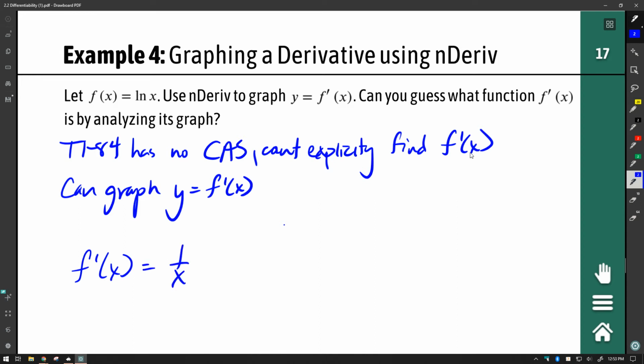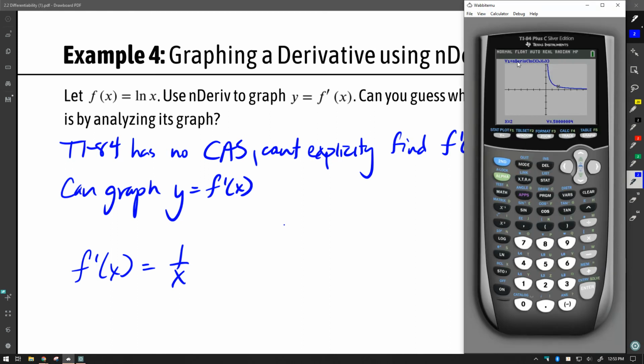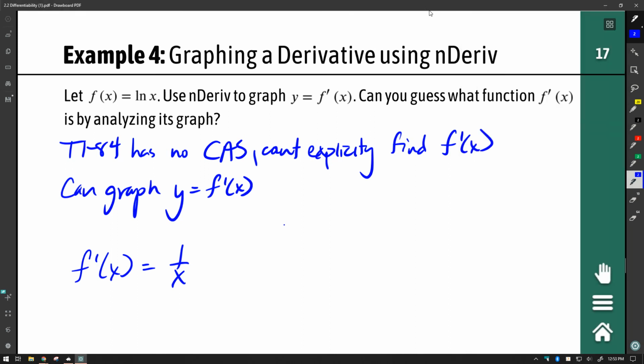And we're going to learn in a future section exactly how to prove that that's the case. The derivative of natural log of x is 1 over x algebraically. But for right now, it looks like the numerical derivative gives us a pretty good idea that that is the case. And that ends this video for us.